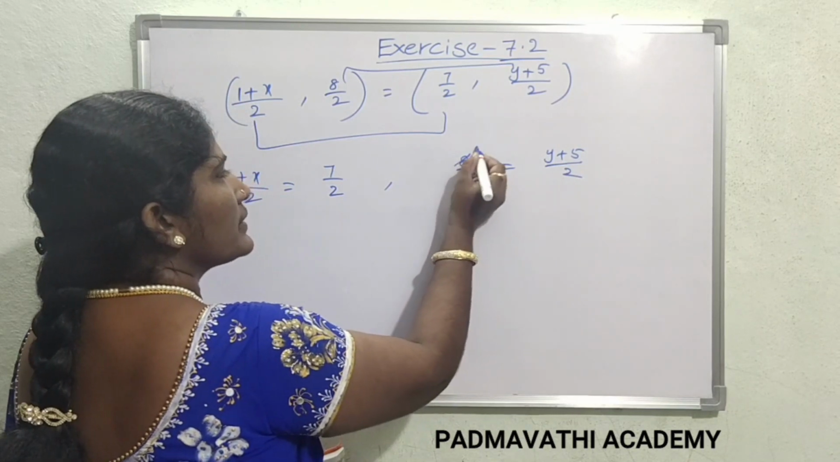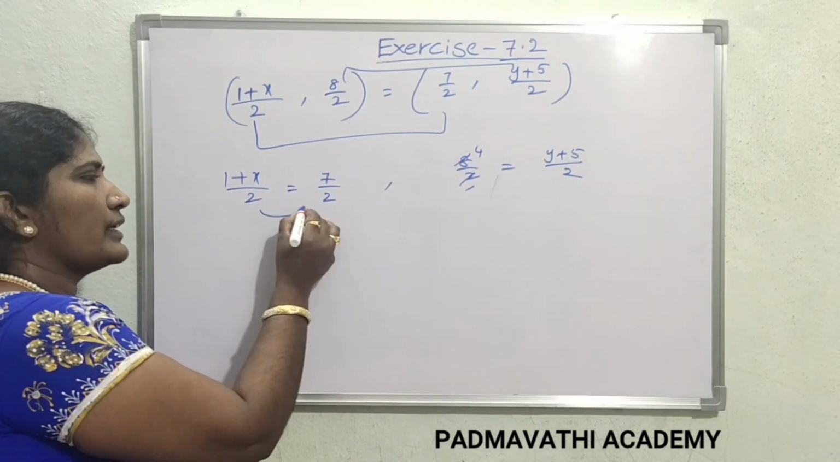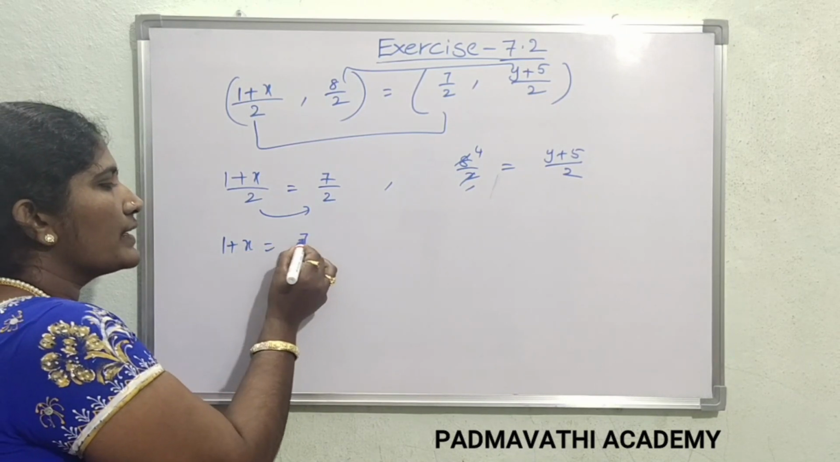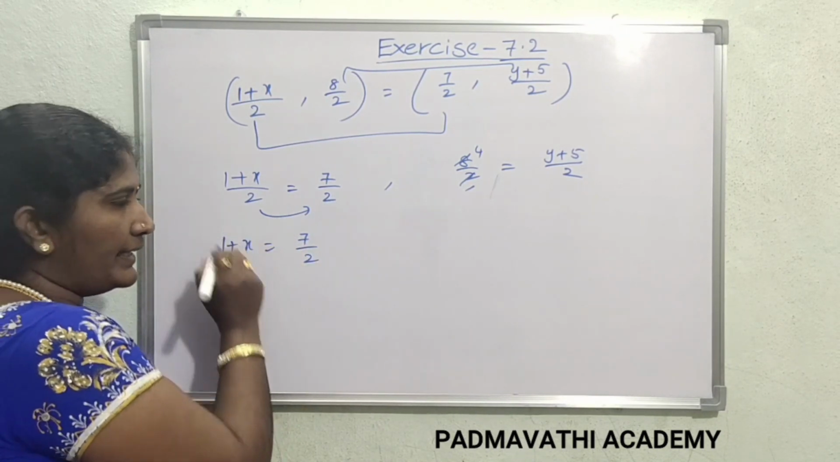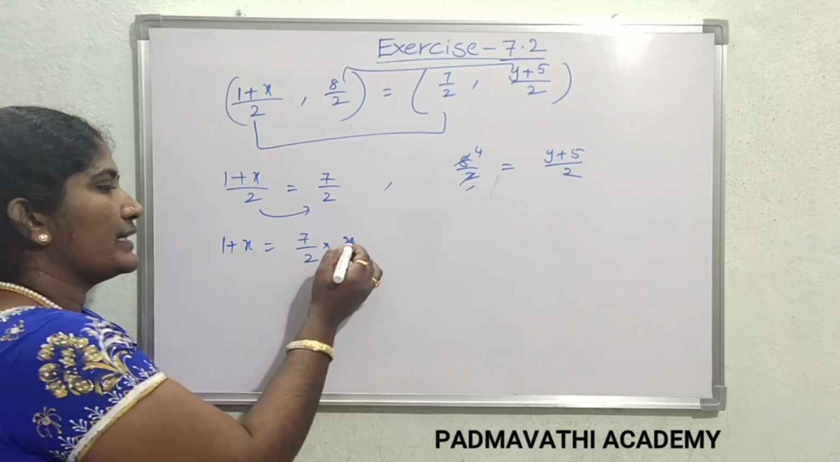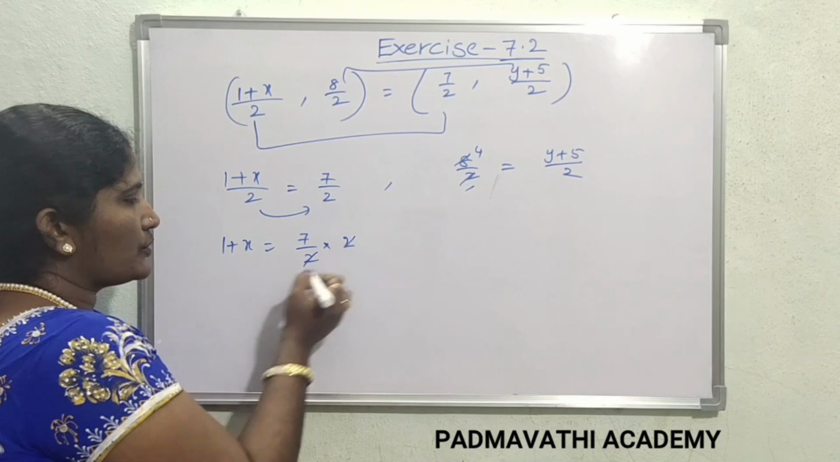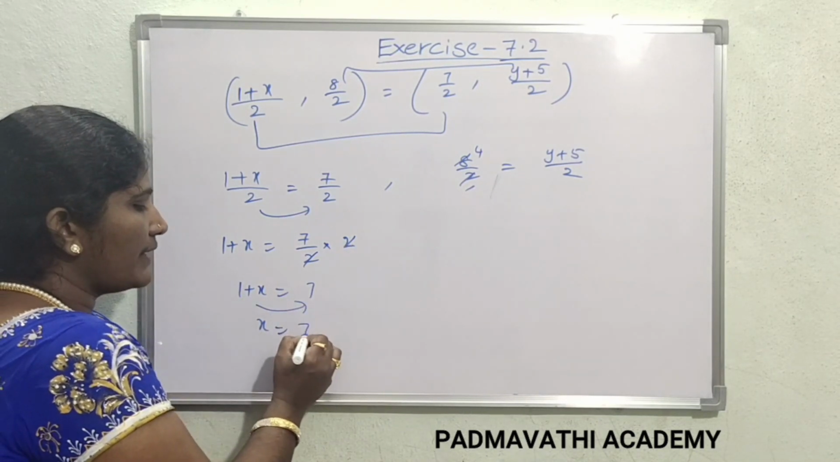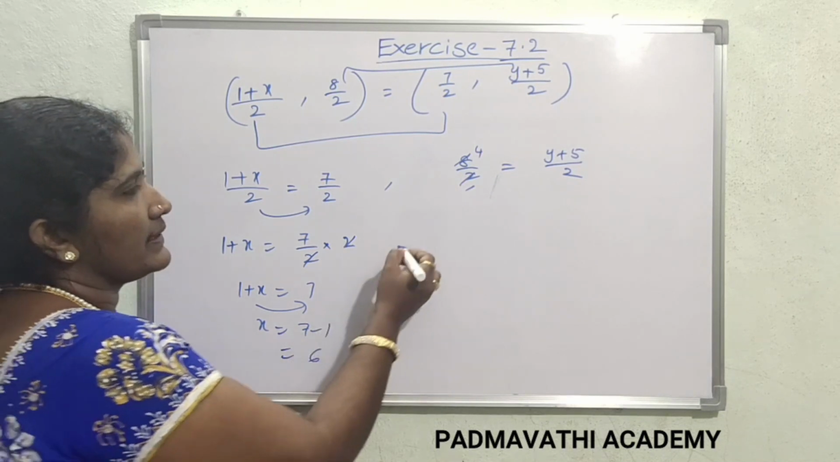Here cancel 2 ones, 2 fours. Now transpose 2 to RHS side. Here 1 plus x is equal to 7 by 2. Here it is dividing. If you transpose to RHS, it will become multiplication. 2 ones, 2 ones. 1 plus x is equal to 7. x is equal to 7 minus 1, 6.